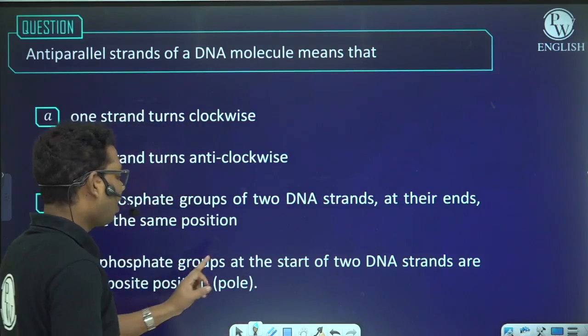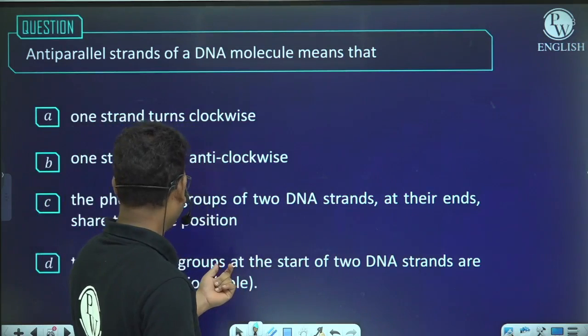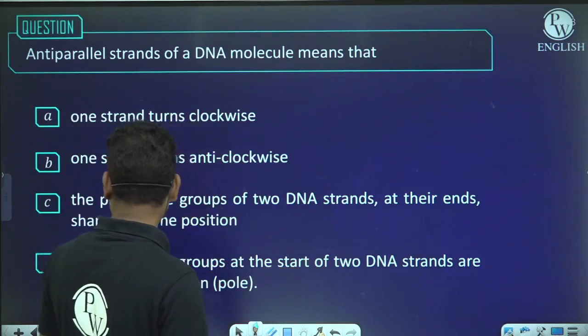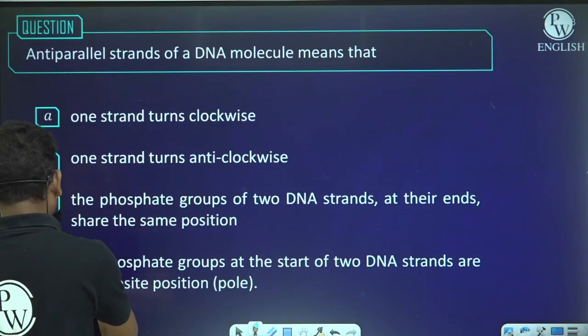The phosphate groups at the start of the two strands are opposite in position, at opposite poles. So the answer is D.